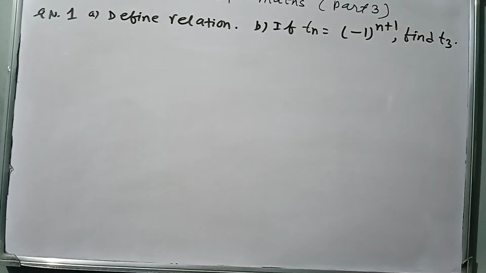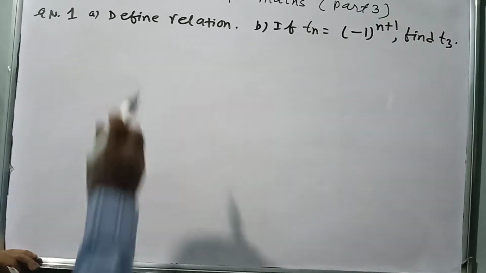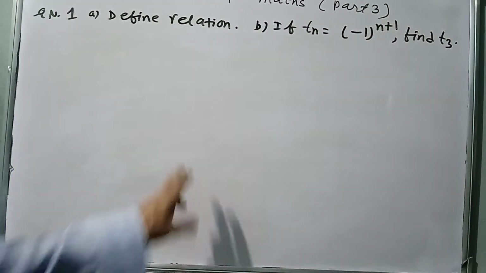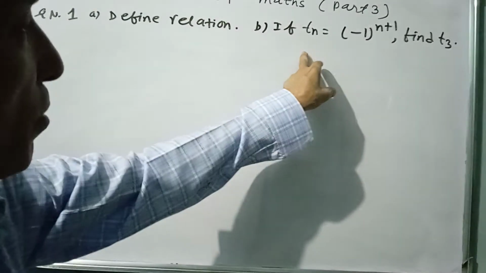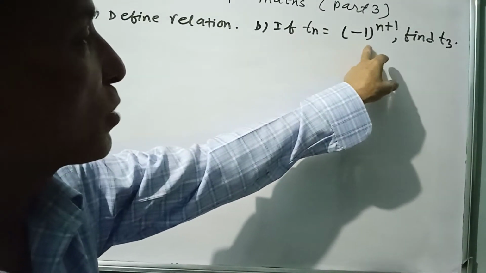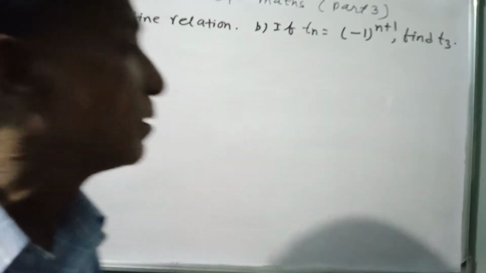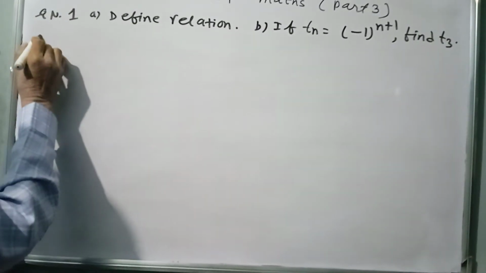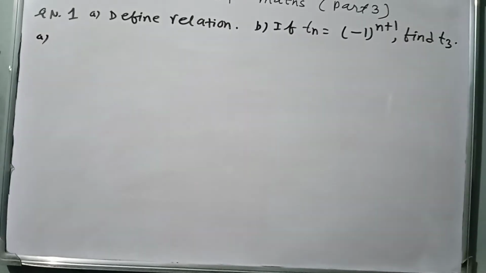There are some short questions, long questions, and very short questions. Number 1A, define relation. Number B, if Tn equal minus 1 to the power n plus 1, find T3. See, relation, actually in Nepali, sambandha.